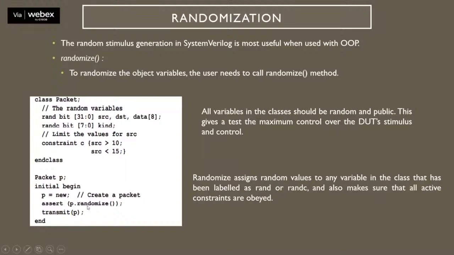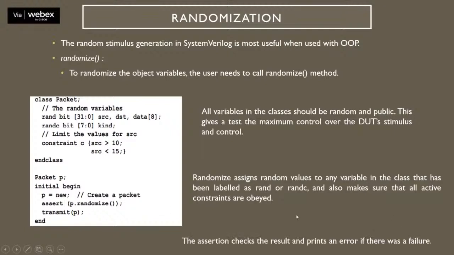Now the randomize that is written here will assign the random values for the class variables labeled as rand and randc, and it will see that all the constraints are obeyed. So this is the one who is going to make this happen.